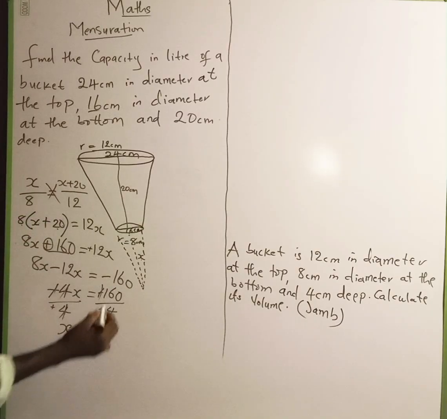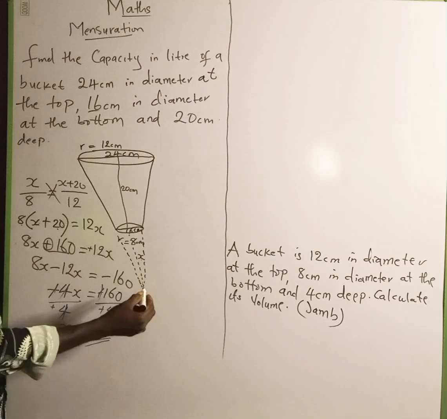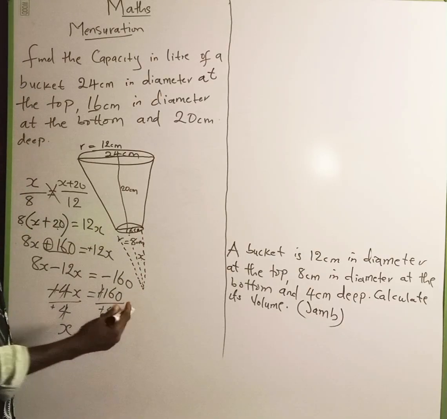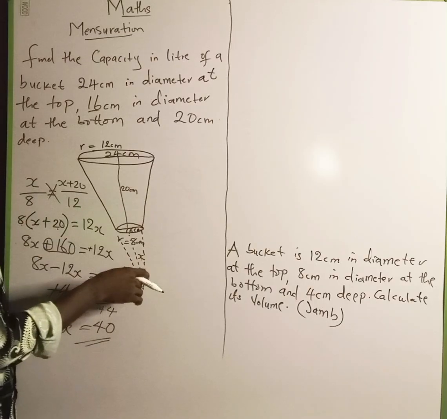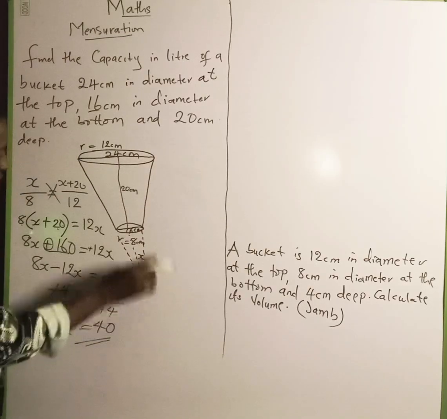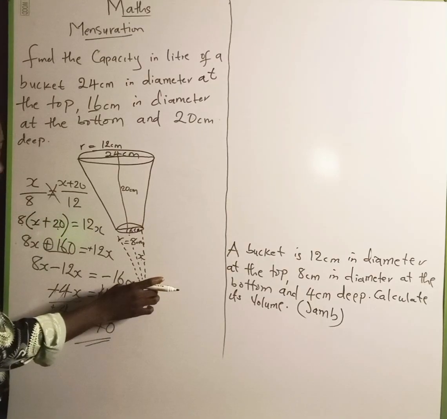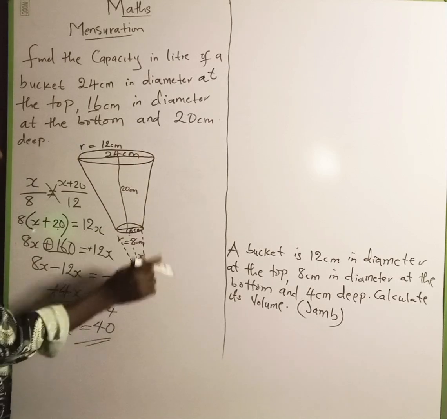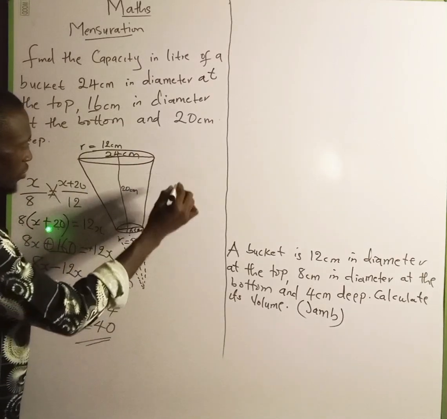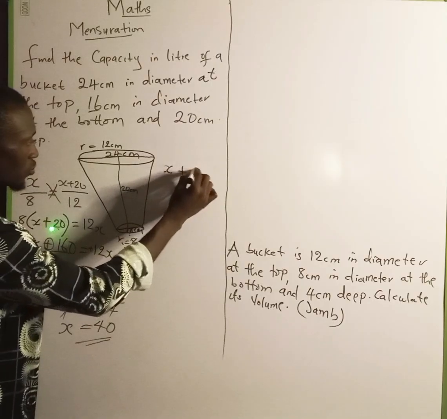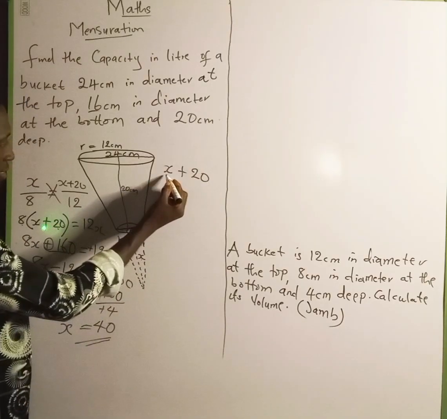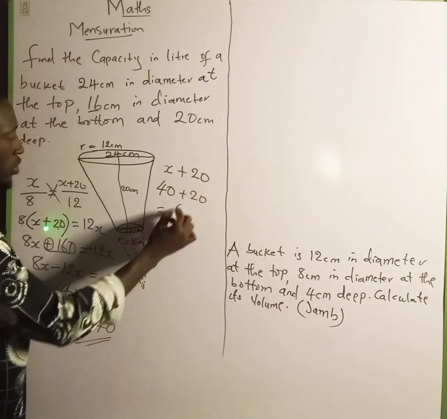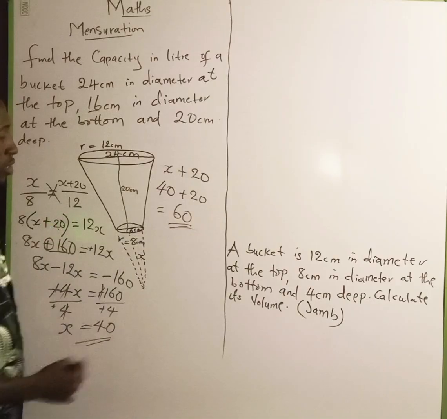Now we have gotten the height of the smaller cone that we projected. Now note that there are two cones here: we have the big one and then the smaller one. To know the height of the big cone, that is from here to this point, the height of the big cone is x plus 20, where x has been gotten to be 40. So if you add it with 20, the height of the big cone gives us 60. Take note of this.